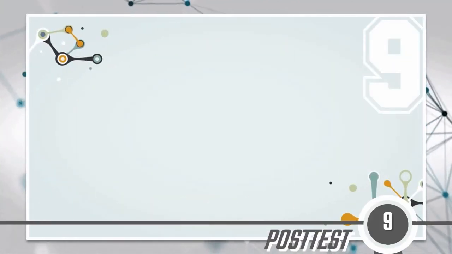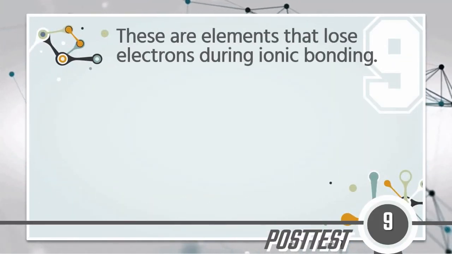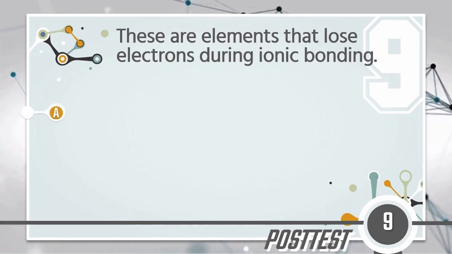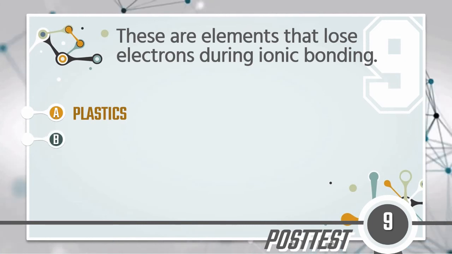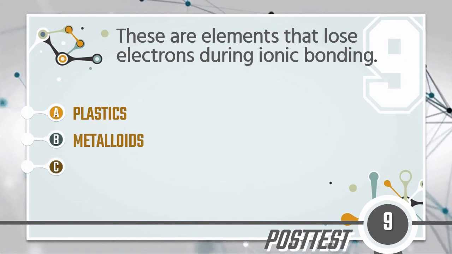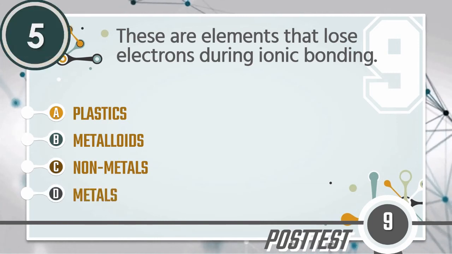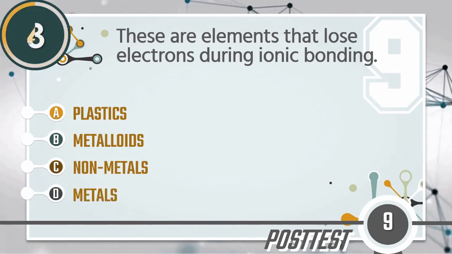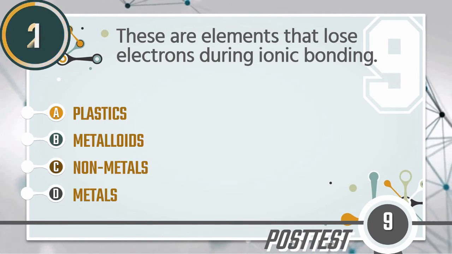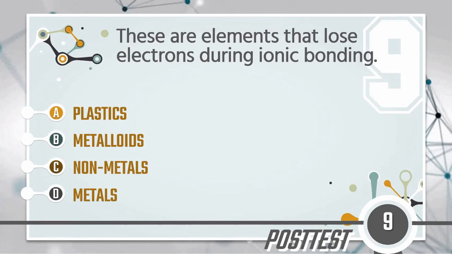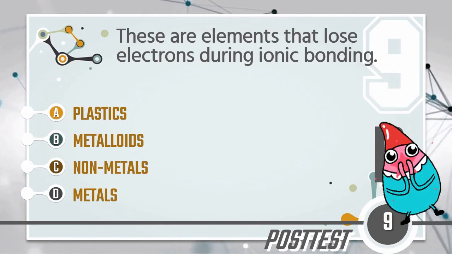Number 9. These are elements that lose electrons during ionic bonding. A. Plastics. B. Metalloids. C. Non-metals. Or D. Metals. If your answer is D, you're correct.